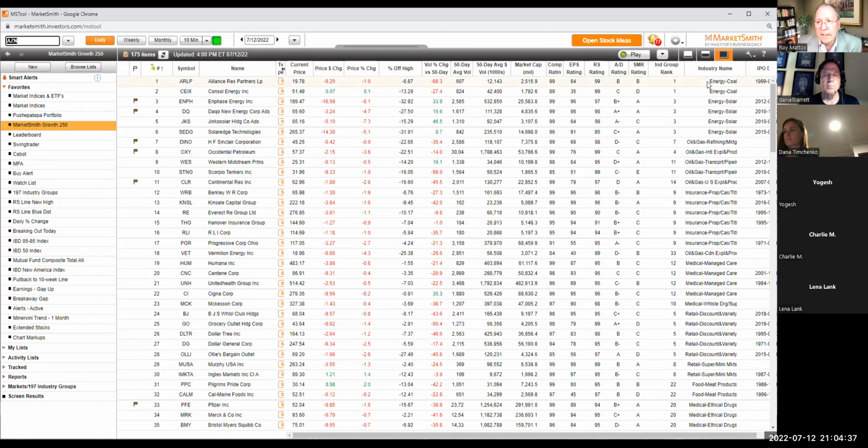So you can see energy has been a top group. Notice how they came after solar. Solar was one of the leading groups only for a couple of days until a couple of days ago. And look how these got obliterated today. These were the three leaders: Enphase, DQ, and JKS.